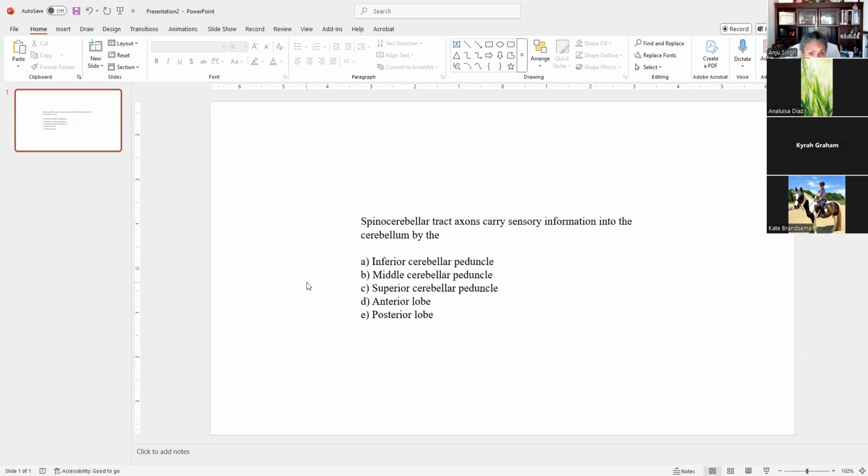Do they have tracts to the cerebellum? No, we don't talk about tracts to the cerebellum in the anterior and posterior lobe. So they're out, right? So now we are left with A, B, and C. My first guess was going to be C since cerebellar is superior to pretty much everything else. So I was going to say C.